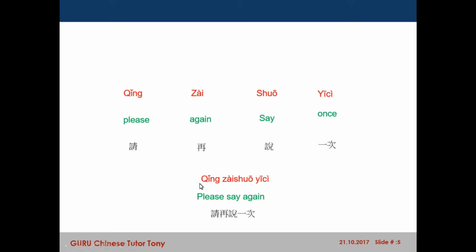Okay, so 请再说一次. Here we break it down: 请 please, 再 again, 说 as we already explained is say, and 一次 is once. 请再说一次, please say again.